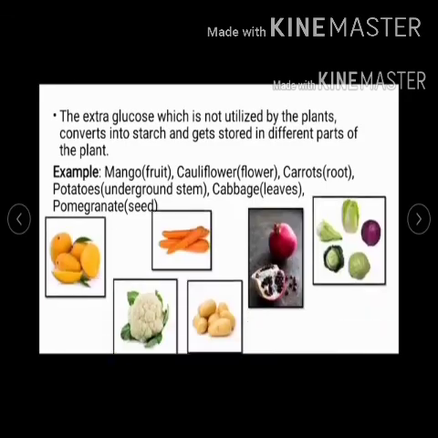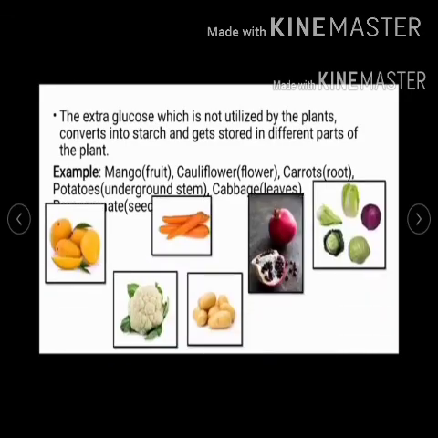So what exactly are these things that I have shown to you? Mango, carrot, pomegranate, cabbage, cauliflower, potato, they all are basically stored forms of glucose, and once we eat them, they get inside our body and will be stored there so that we can use it whenever we require it.